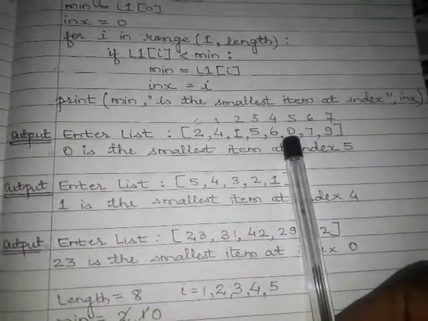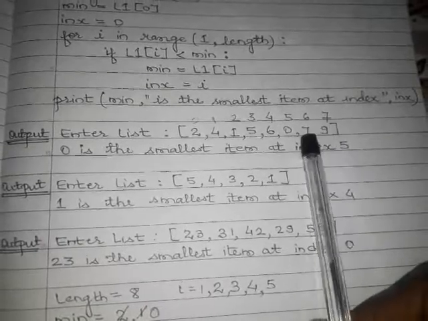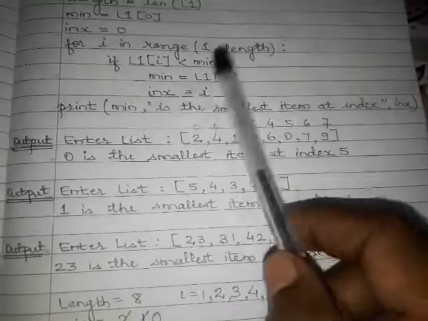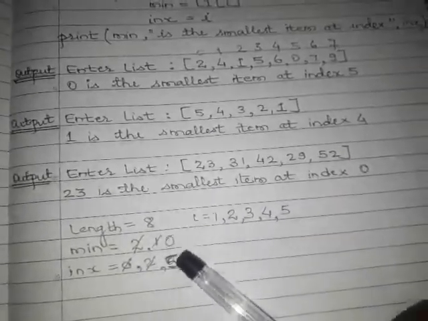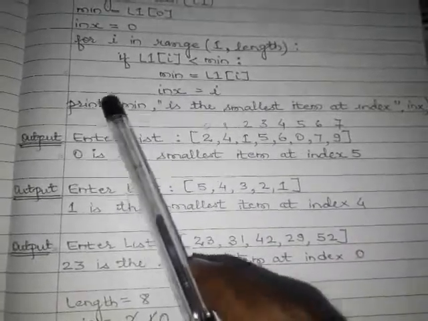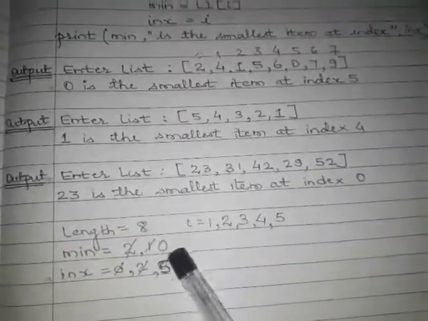Look here, 0 is the smallest one. So for these iterations, for L1 of 6 and L1 of 7, this condition is false, and these variables are the final ones. And at the last, when we come out of the loop, we print minimum. The value of minimum is 0.